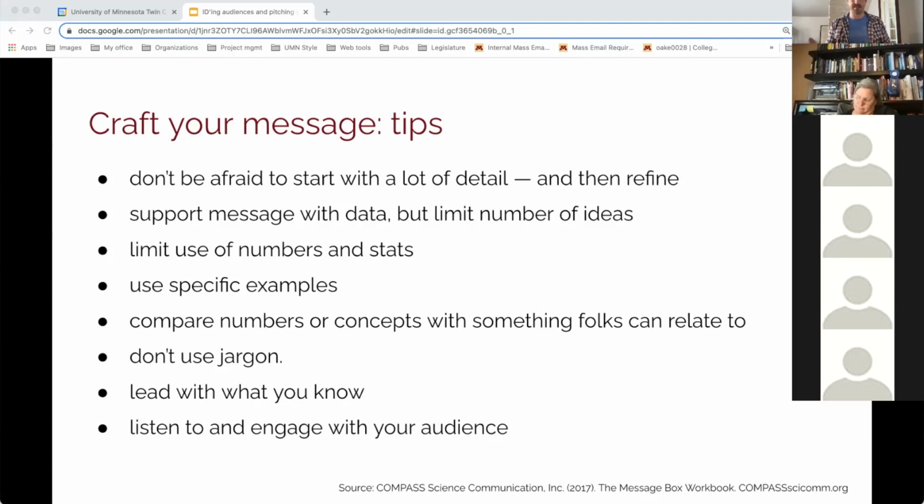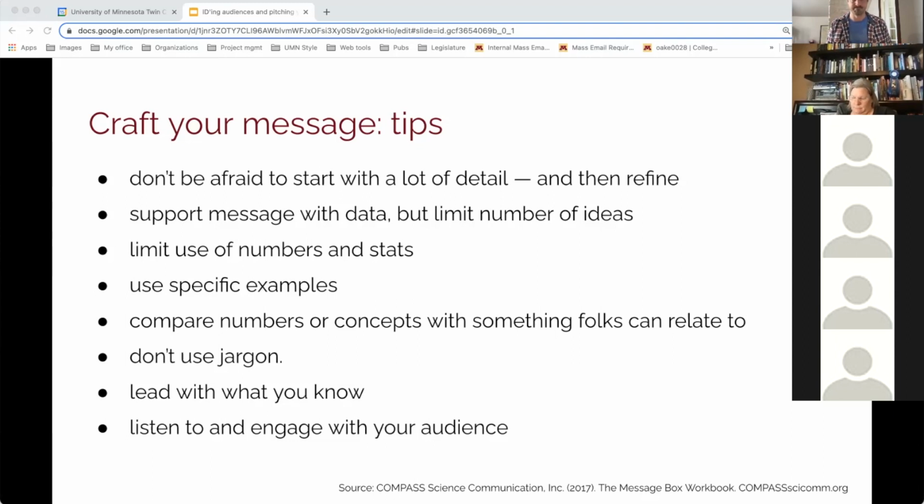Use specific examples and make them memorable if you can. Use easy, clear metaphors if you can. Metaphors and analogies we talk about a lot and how important they are. Compare numbers and concepts with familiar things. So if you're talking about a large swath of land, like 5 million acres, people want to be able to contextualize that. You can make a comparison and say it's roughly the size of Connecticut and Delaware combined, something like that.